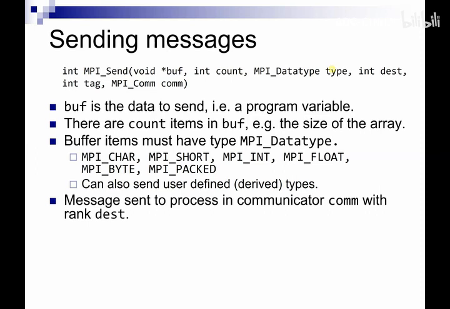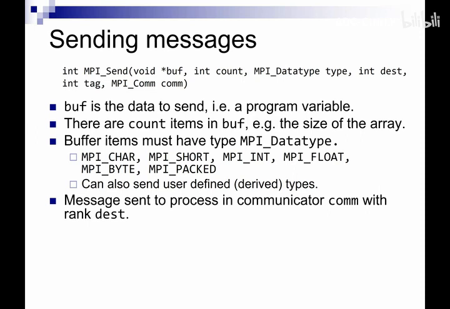Then you can also put that type over here. Now since we're sending, we need to say where we're sending to. So this destination is the rank of the process within our communicator. We have a communicator that we're sending to, and then we have to know the rank of the process within this communicator that you want to send to.